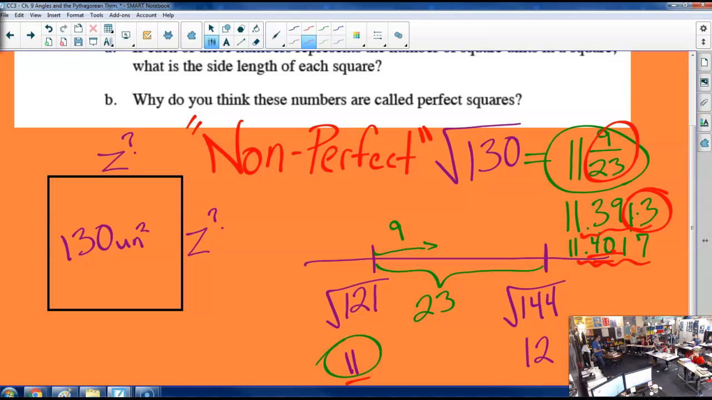You could try other ones, like 123 would be like 2 out of the 23. And actually, it depends on the denominator. That's the big difference: does the denominator divide out in a nice way or not? Where'd the 9 come from again? How far we have traveled out of the whole distance between the radicals. So between the radicals is 23. We have gone 9 to get to 130, right? Because from 121 to 130. It's just an approximation method.